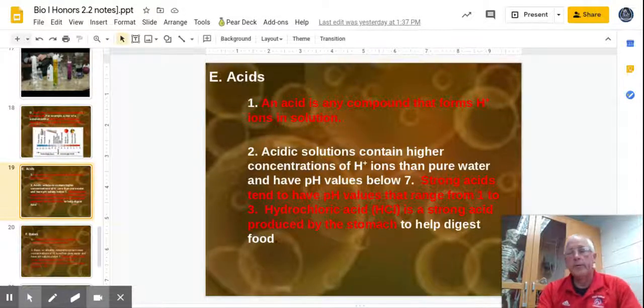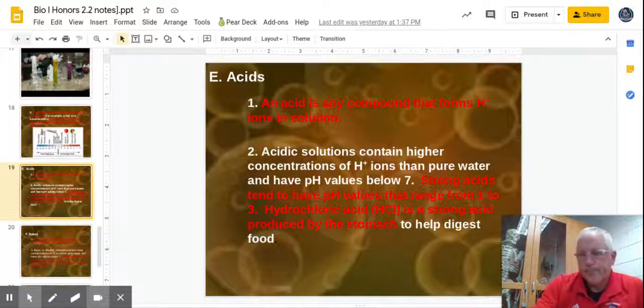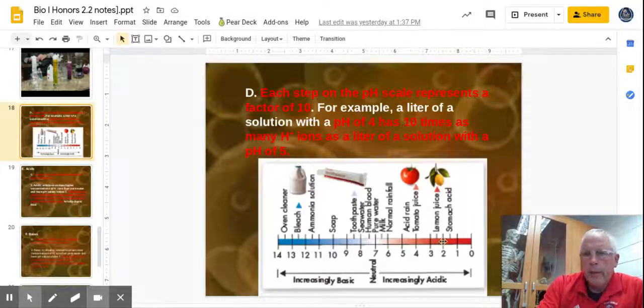So on the test, which is going to be next Thursday, be careful on a couple of questions, because I'll have this scale right here, and I'll say, okay, what on this scale is a strong acid? You put stomach acid. What is a weak acid?